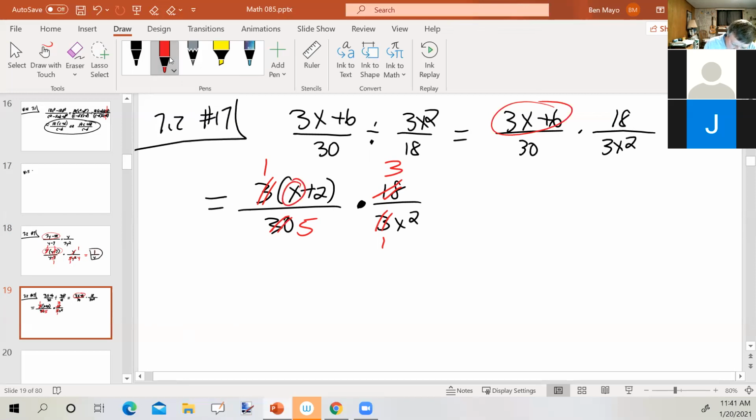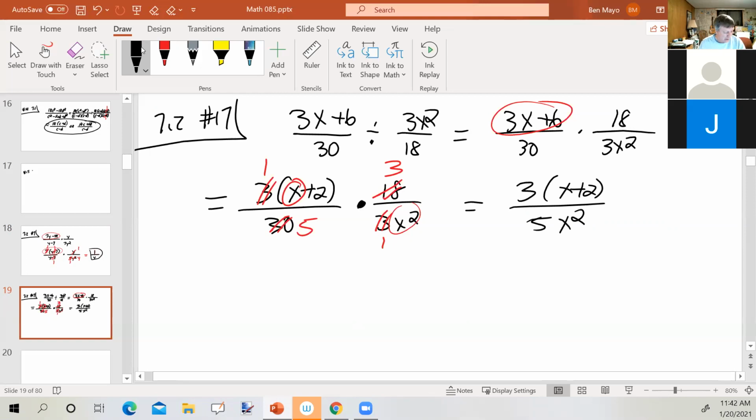Well, this x is not a factor of the entire numerator, even though this x squared is a factor of the denominator. So I can't do anything more with it. So I've got 3 times the quantity x plus 2 over 5x squared. Any other questions about that one before we go on? Okay, we good to go?